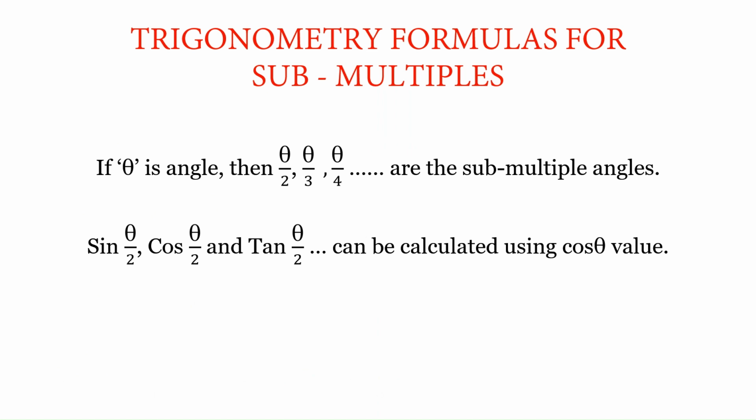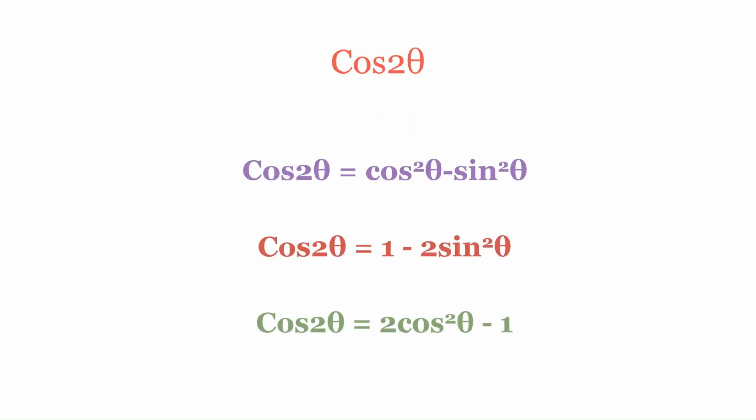To derive these formulas, we should know the formula for cos 2 theta. Let us recollect the formulas for cos 2 theta. There are three different formulas. The first one is cos 2 theta equal to cos square theta minus sin square theta. Cos 2 theta is also equal to 1 minus 2 sin square theta or 2 cos square theta minus 1. We'll use different formulas while deriving the submultiples.